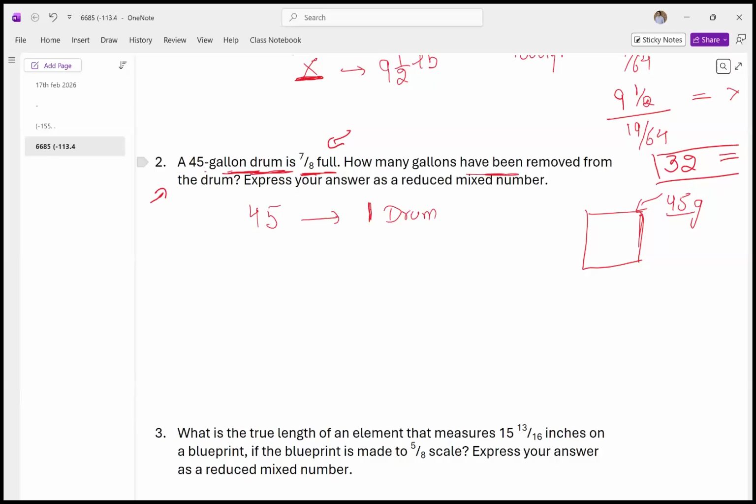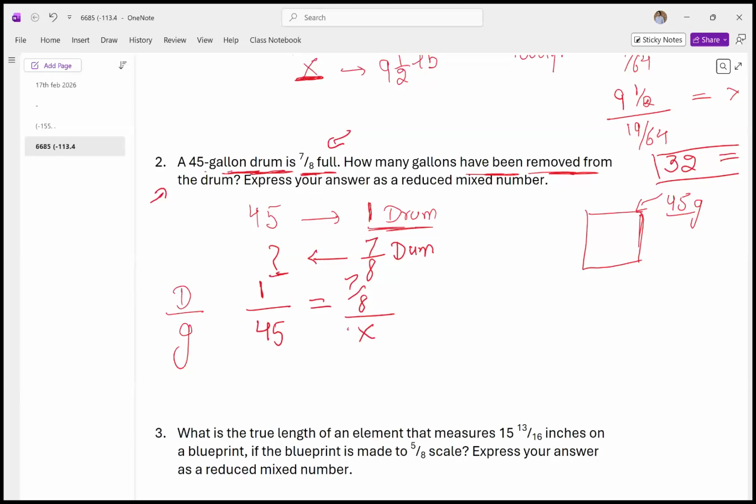How many gallons have been removed from the drum? So 7/8 of the drum. Can I find it? How full is that? I'll write here: I can write drum on top and gallons on the bottom. You can write it any which way. So one drum is equal to 45 gallons, and this is equal to 7/8 upon, we are looking for gallons x.